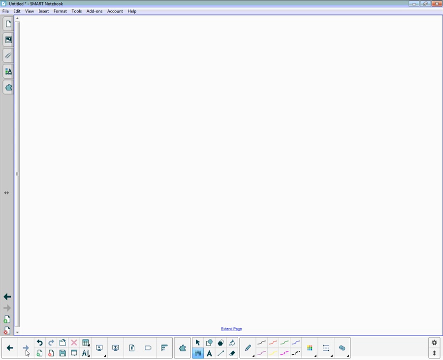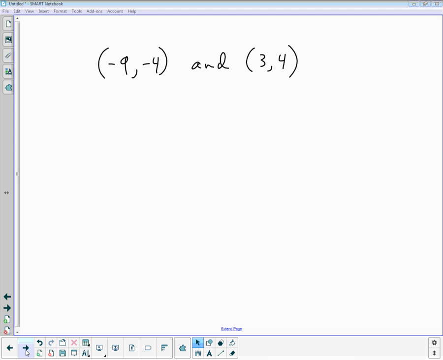Okay. All right. So, let's try the points -9, -4, and 3, 4. So first, take a second and try and find the slope on your own. Remember, you do the y's before you do the x's. Just like when we graph, rise before we run. When you get your fraction, remember to reduce it if it can be reduced. You should always reduce your fractions.